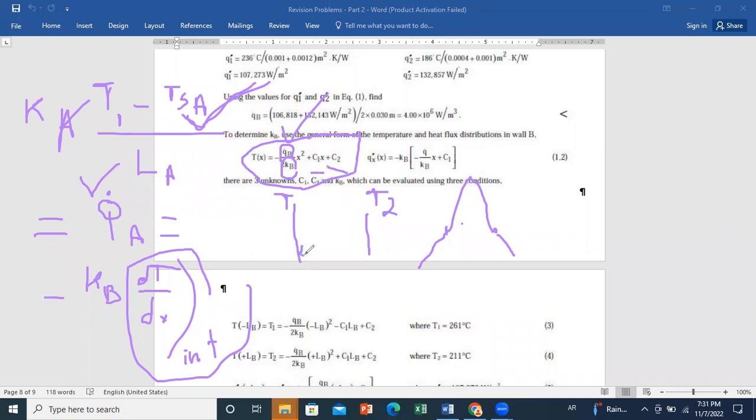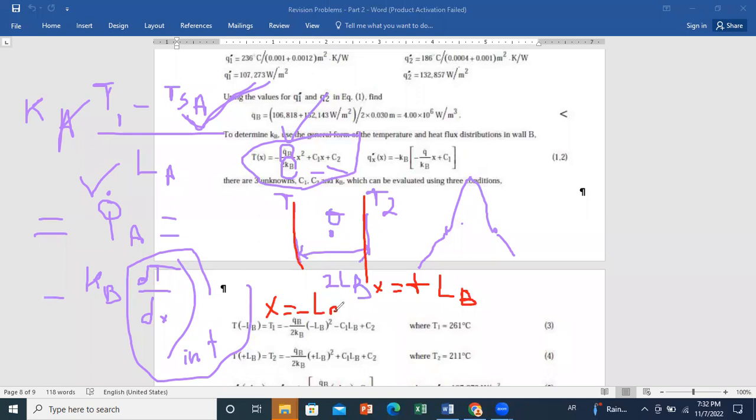So since we have here, let's say, 2LB, we can take the origin of our x-axis, if you want, here at the middle of the material B. So if this is the origin, at this interface you have x equal to plus LB. And at this interface here, you have x equal to minus LB.